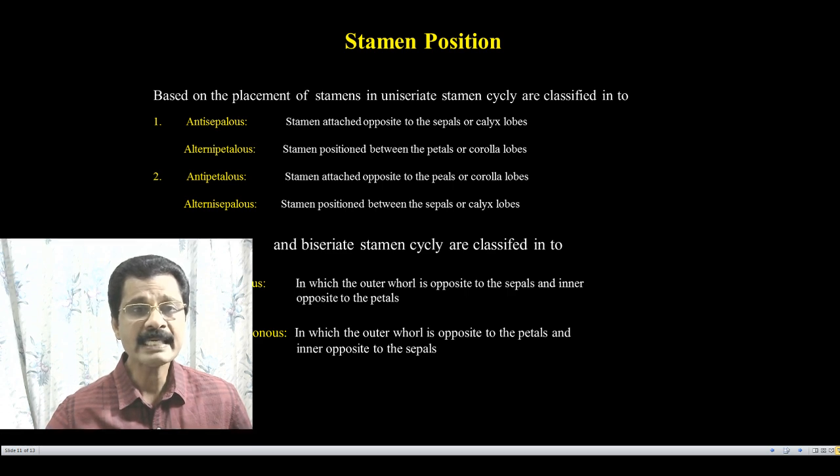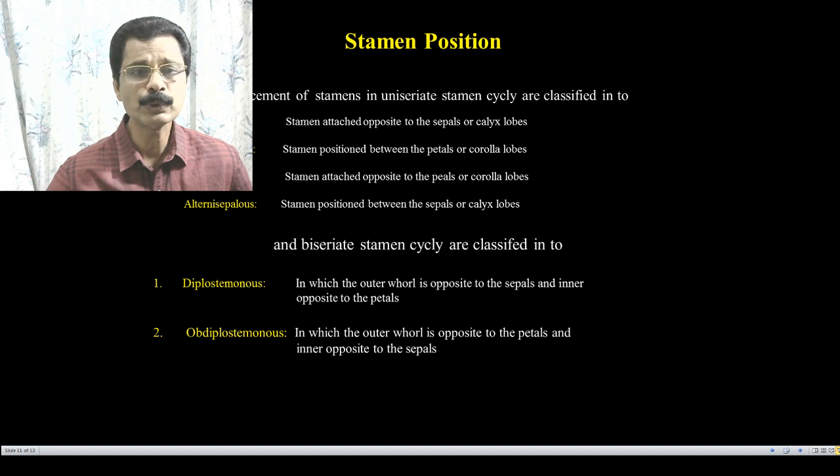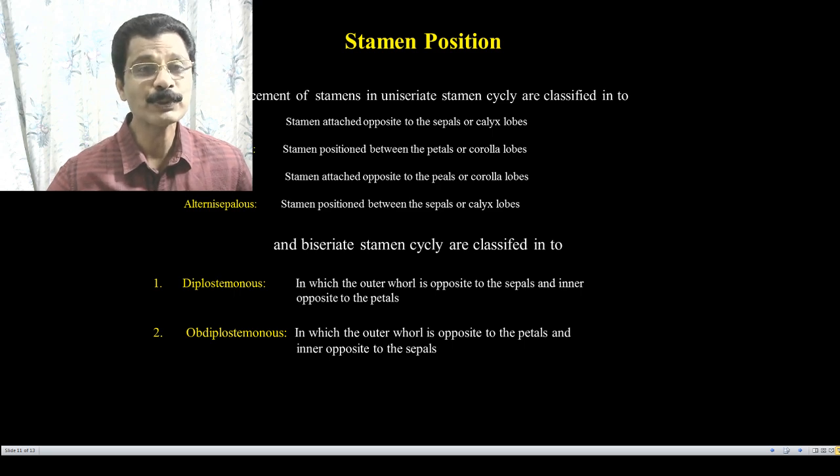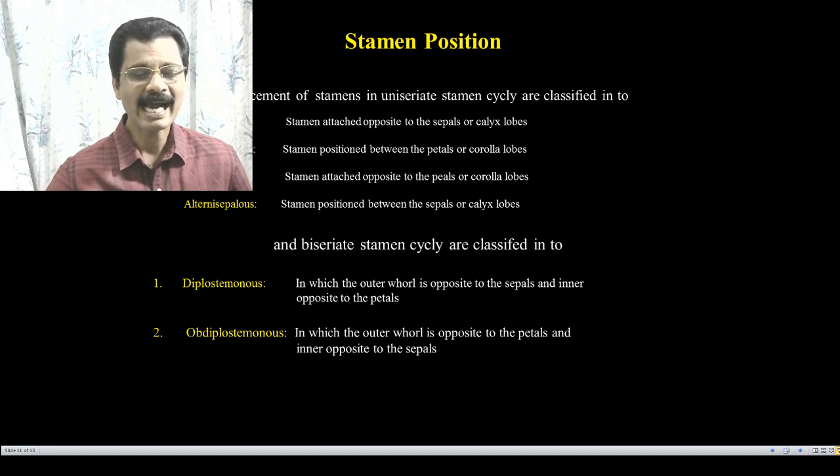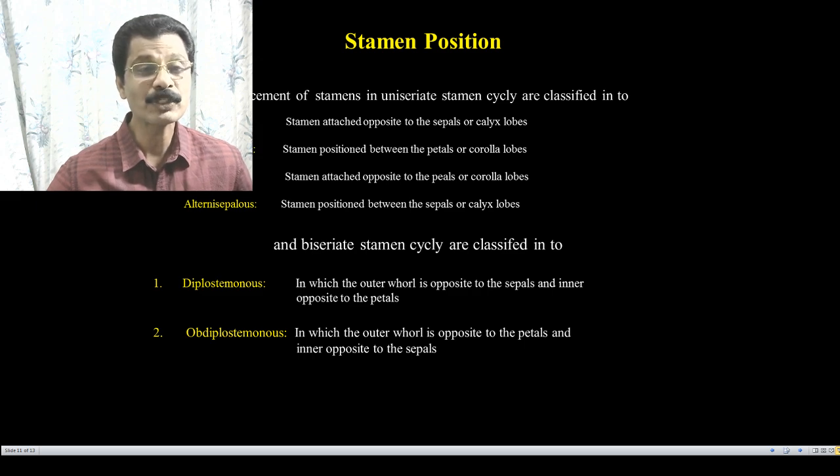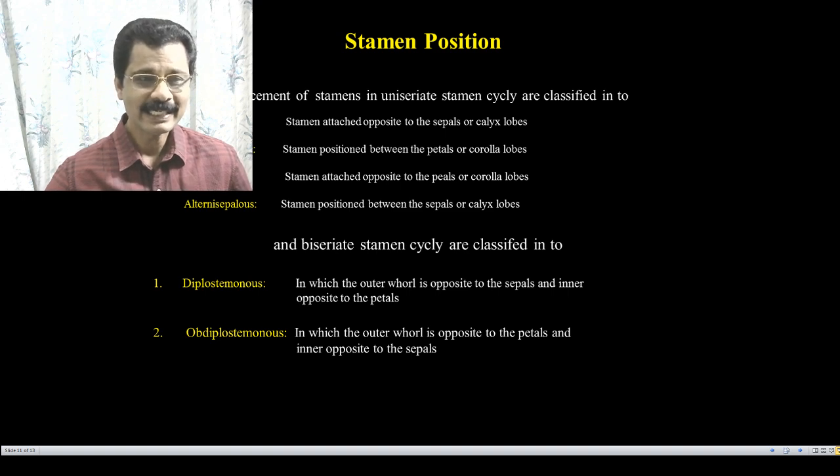And the biseriate stamen cycle is again classified into diplostemonous, in which the outer whorl is opposite to the sepals and the inner opposite to the petals. Outer antisepalous and inner antipetalous. Such condition is called diplostemonous condition. And another technical term is obdiplostemonous condition, in which the outer whorl is opposite to the petals and the inner whorl is opposite to the sepals. This type of stamen arrangement is called obdiplostemonous condition. Right?